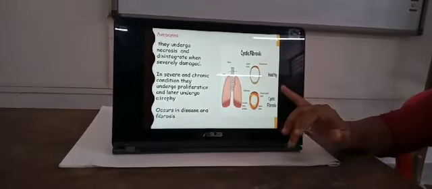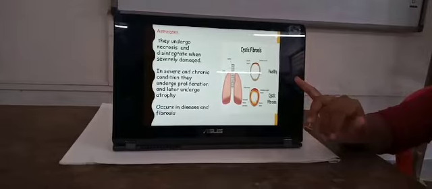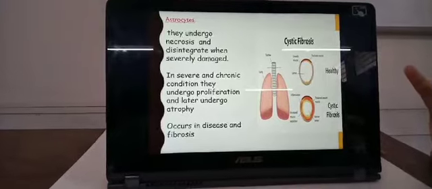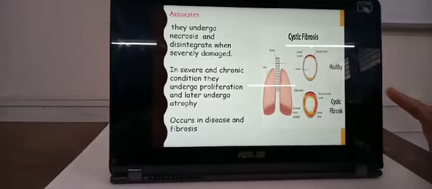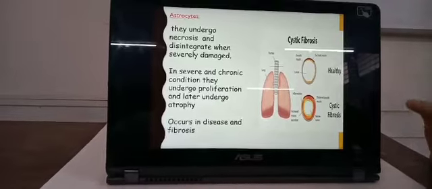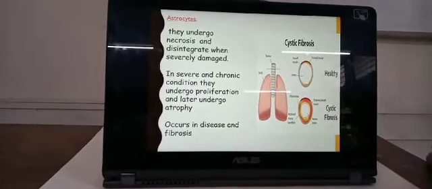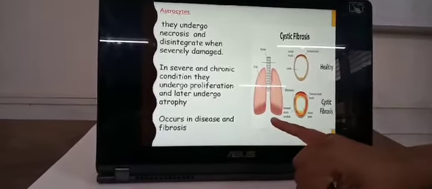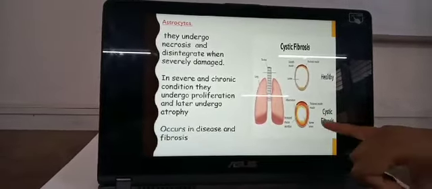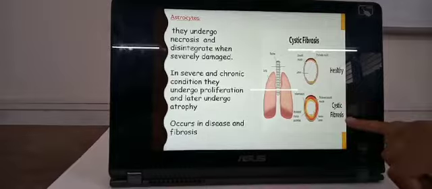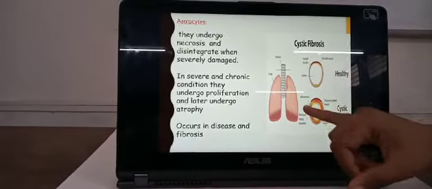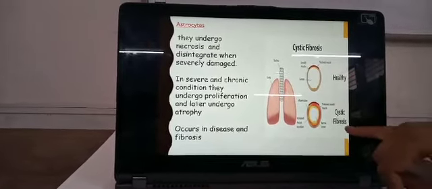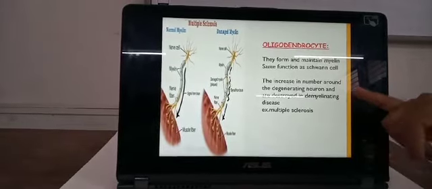These are happening when the astrocytes go in for fibrosis. We learned astrocytes are star-shaped cells. In severe and chronic conditions, they undergo proliferation and later undergo atrophy, leading to fibrosis. What is fibrosis? Nothing but a fibrous layer that forms, obstructing the function of the organ. For example, there is a fibrosis that has taken place in the kidney, and see how there is narrowing of the muscle which will prevent it from functioning properly. This is a healthy cross section. This is what happens in cystic fibrosis.